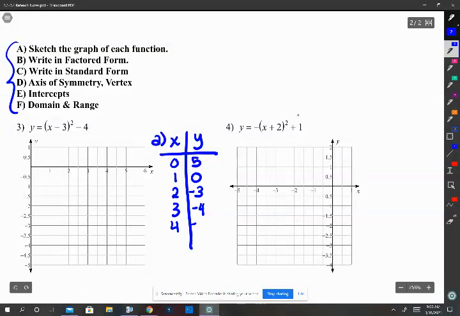For -3 and 5, 0. So then we're just going to graph those points. So we were at 0, 5, which actually didn't fit. So 1, 0, 2, -3, 3, -4, 4, -3, and 5, 0. So it looks like my graph's going to look like this.